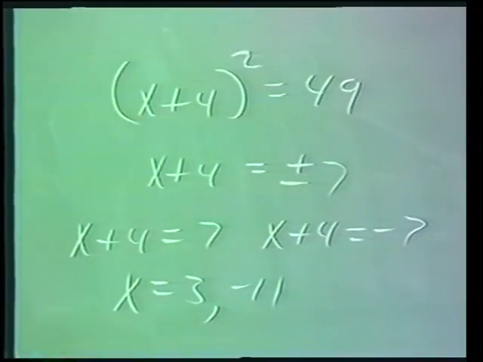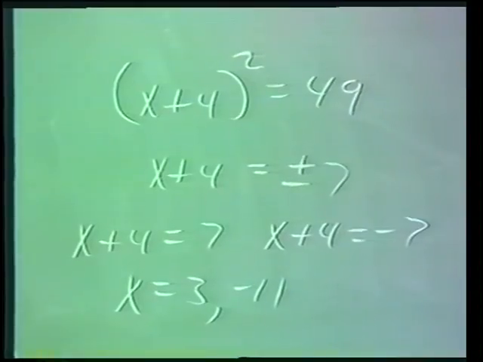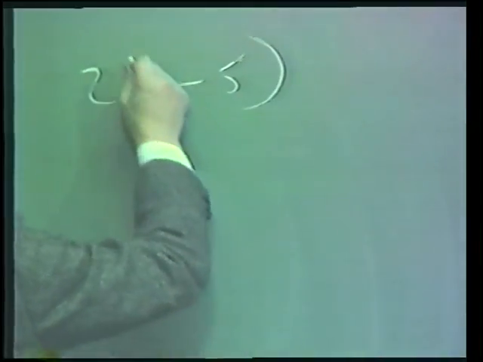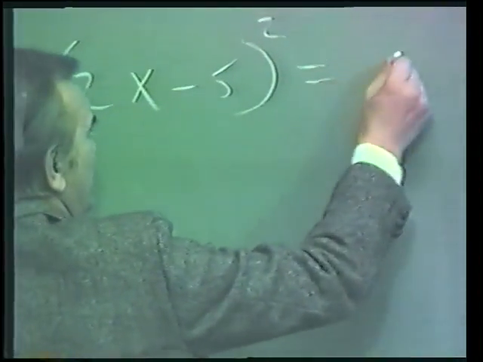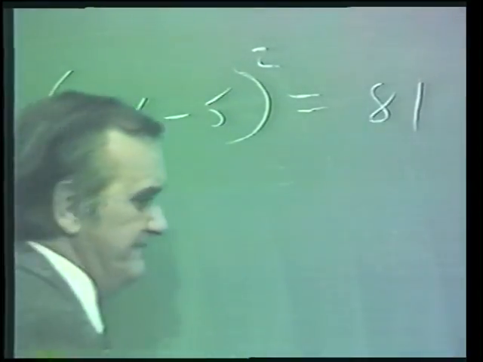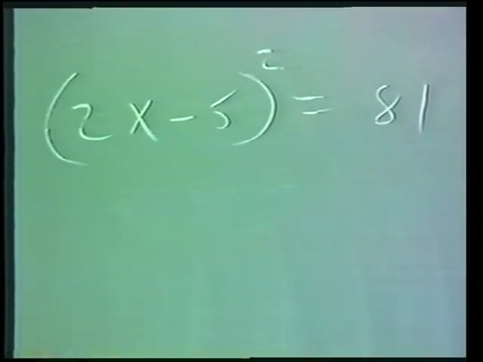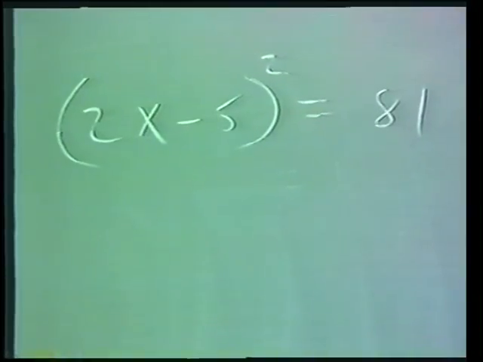Let's try another one. Let's suppose I have the quantity 2x minus 5 squared equal 81. The quantity 2x minus 5 squared is equal to 81.